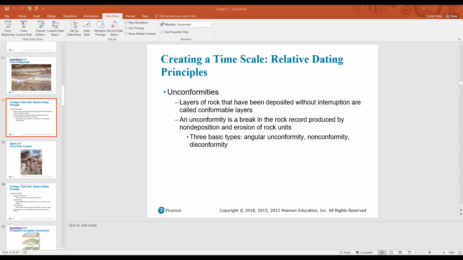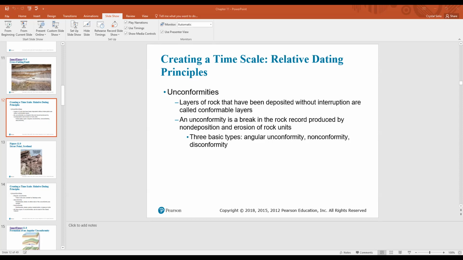There are two other kinds of unconformities. One is a disconformity. Disconformities have horizontal sedimentary rocks below the erosional surface and horizontal sedimentary rocks above the erosional surface. So here basically the layers are parallel above and below the unconformity.